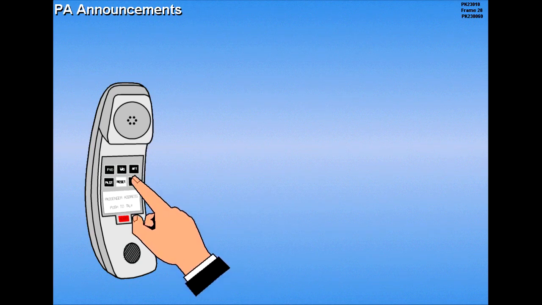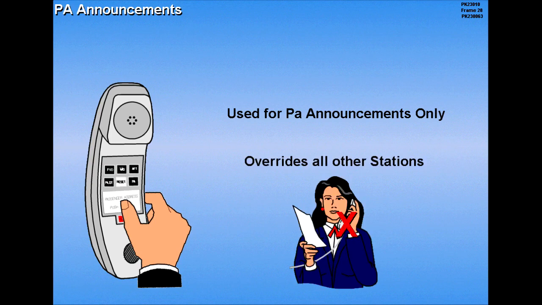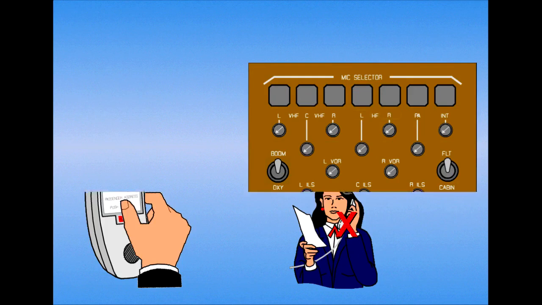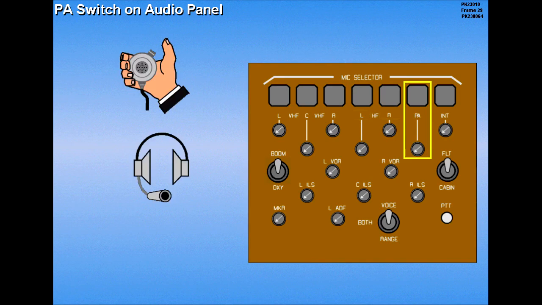To make a PA announcement with the handset, first select PA. Then press and hold the push-to-talk switch. The push-to-talk switch is used for PA announcements only. PA announcements from the cockpit override all other stations. PA announcements can also be made with the audio selector panel using the handheld, boom, or oxygen microphones.